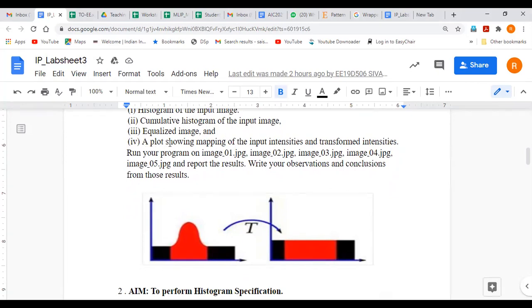In a table, you can show this. Okay, if you want to show this, I think a table is good.